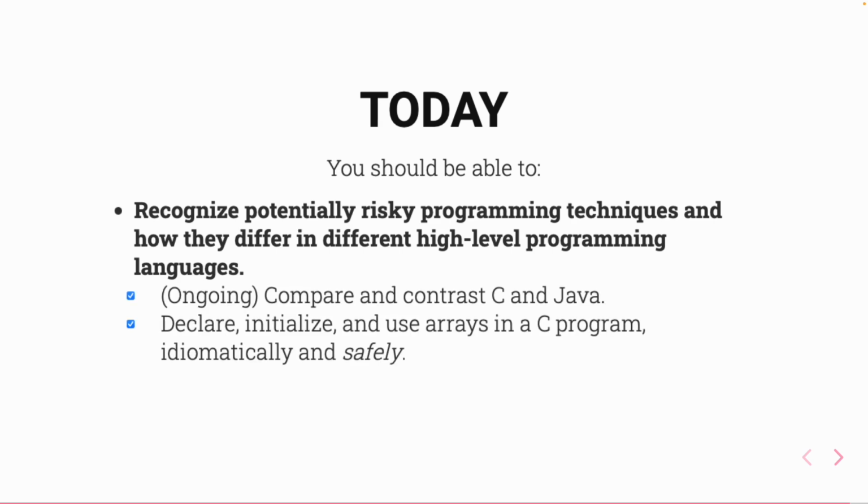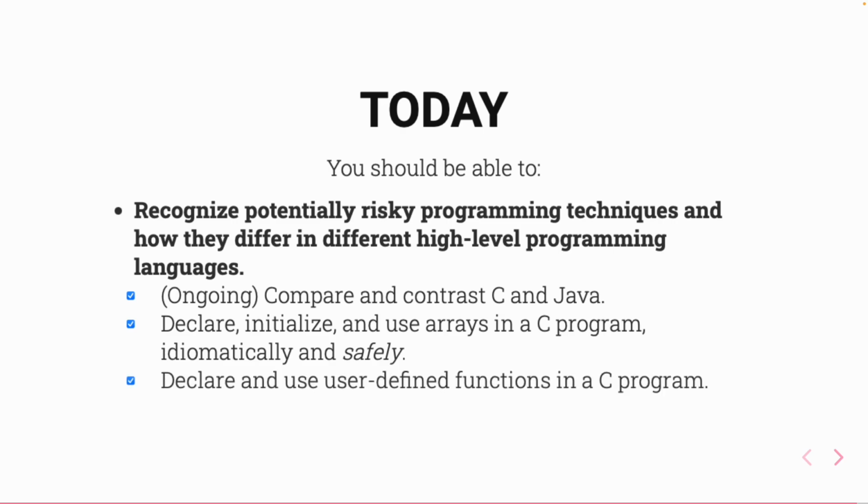Declare, initialize, and use arrays in a C program idiomatically and safely. Ooh, maybe I didn't quite teach that one. I told you all about how to use them unsafely. I think we'll take a look at how you might manually do bounds checking in a later lecture, but it's pretty easy to imagine just before you access an array at a certain index, verify something like if index is less than the array length, then do the thing, else give an error.